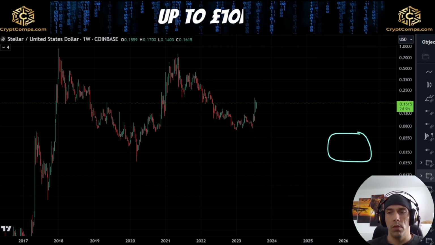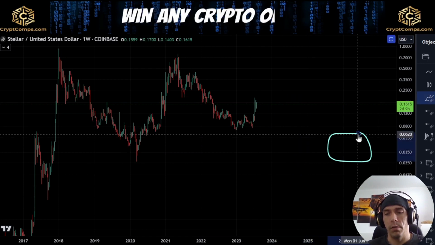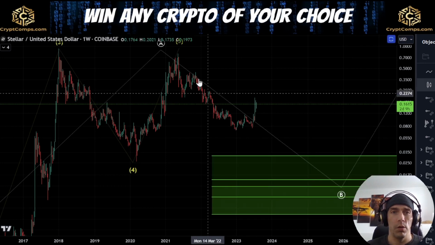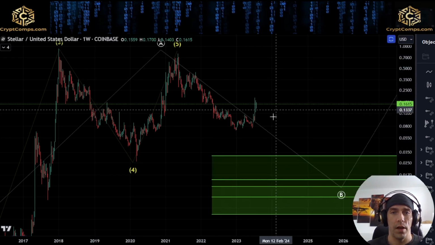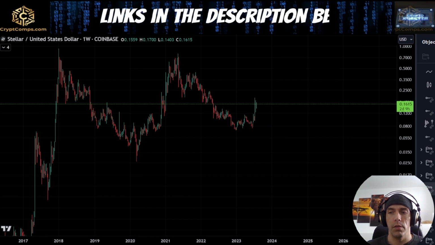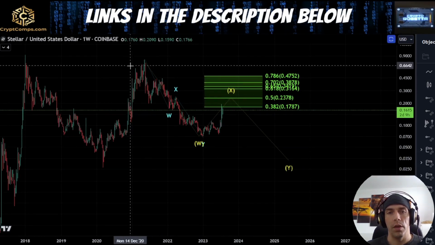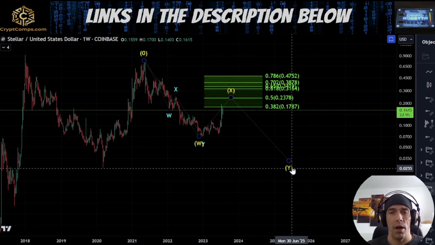Now, the other way we could argue is that if we are looking at it in the primary count, that we're looking for this as a completed move into this high here, what we could be seeing here to the downside is the possibility of a bigger W and X and a Y.